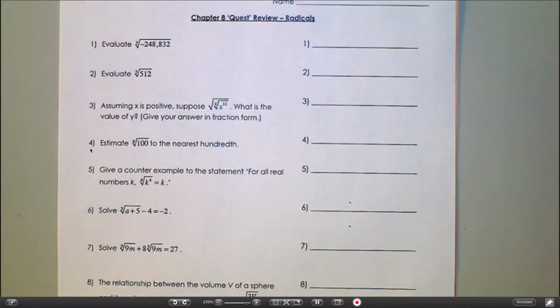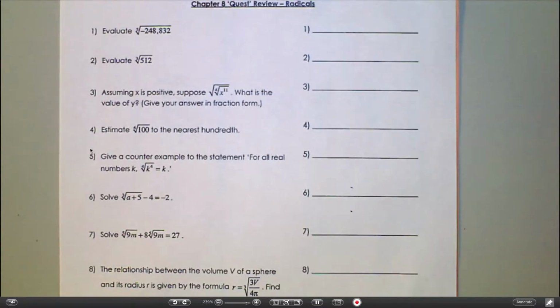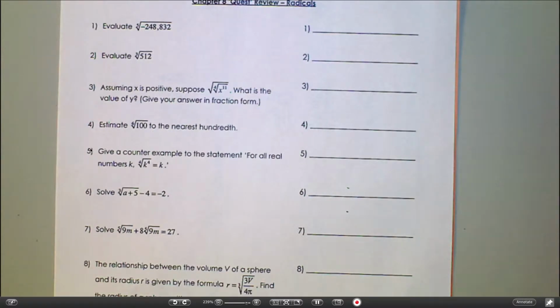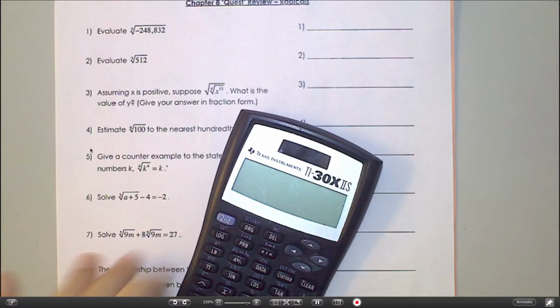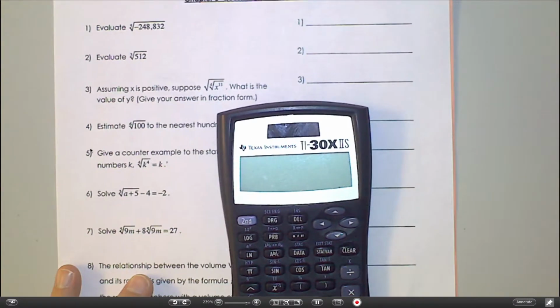All right, Chapter 8 Quest Review. Take a look at the first two questions. What are the directions for both of them? Evaluate. Evaluate literally means find the value, which means put it in your calculator. Evaluate means I just want the answer. And the tool you use for just getting the answer is your calculator.